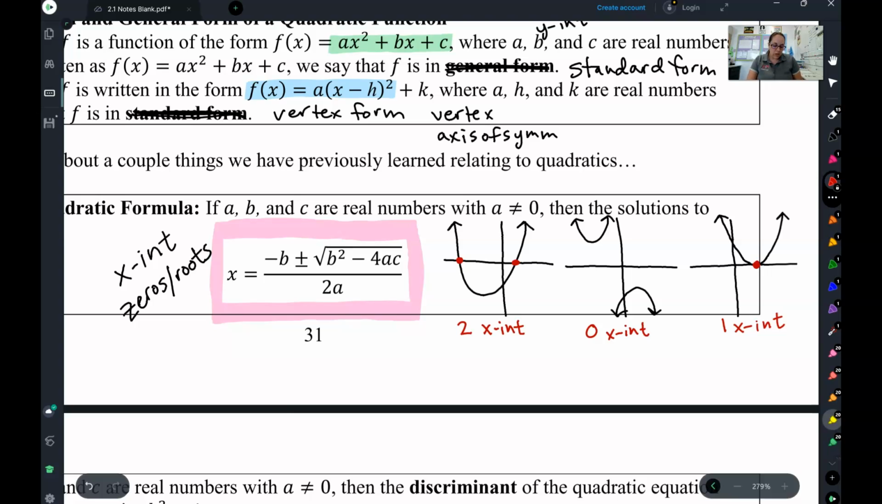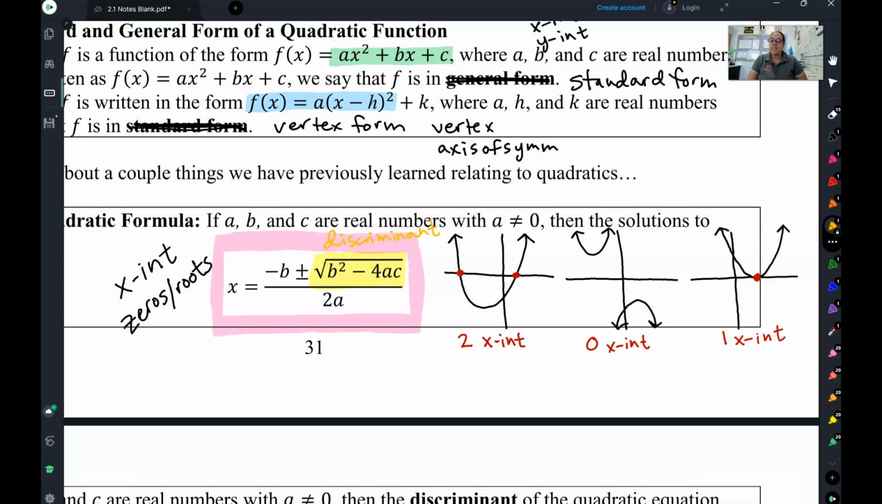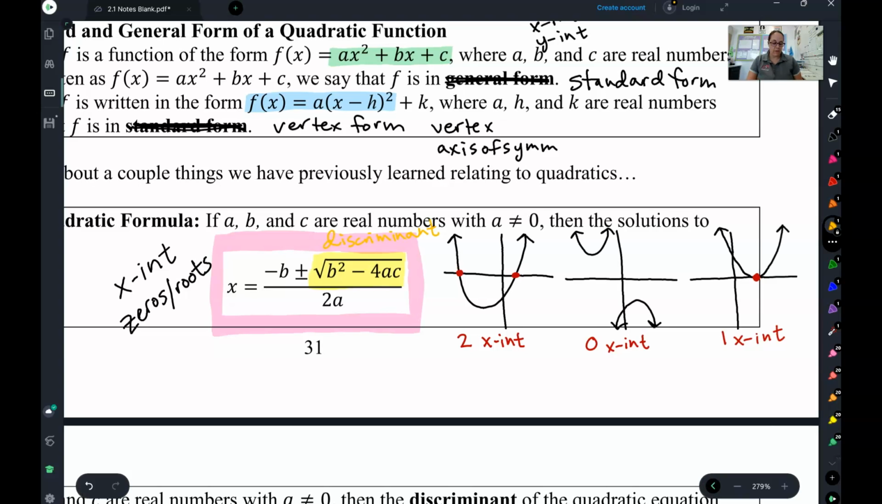Now, the reason we're talking about all of this is this part of your quadratic formula, the part that's under the square root. We call this the discriminant. Now, this discriminant will actually tell you how many x-intercepts there are. Let me give you an example.